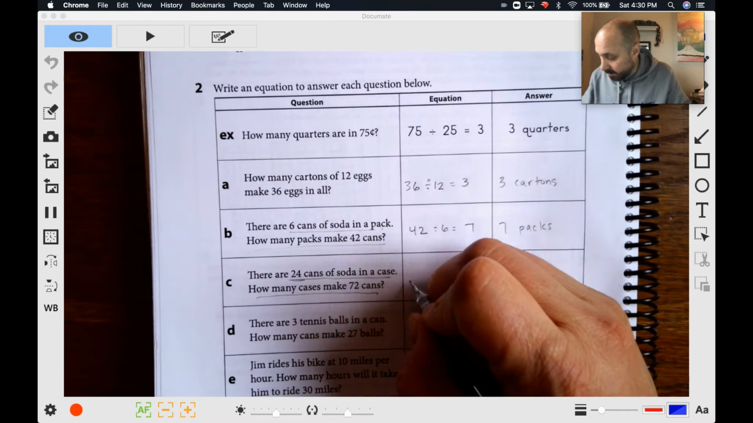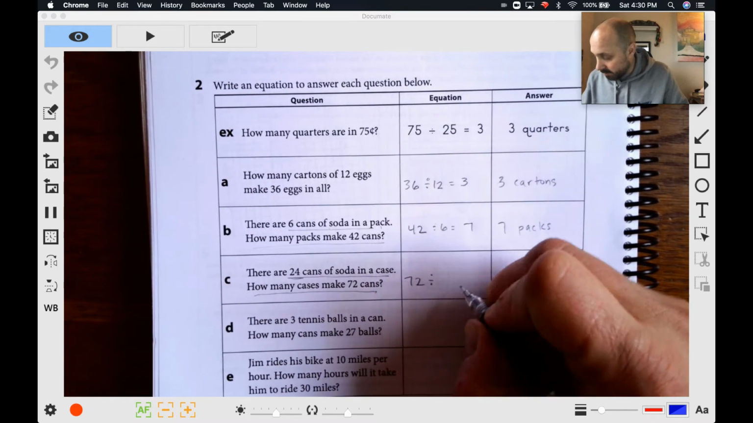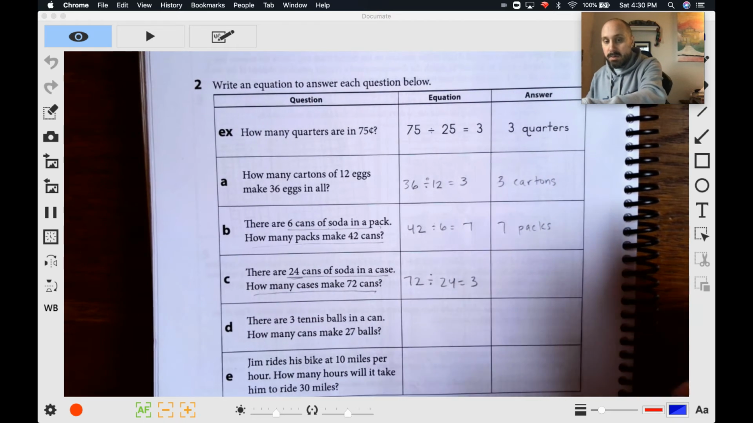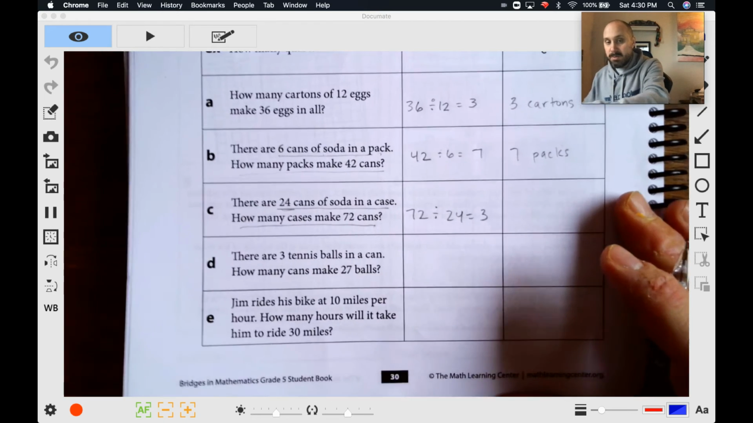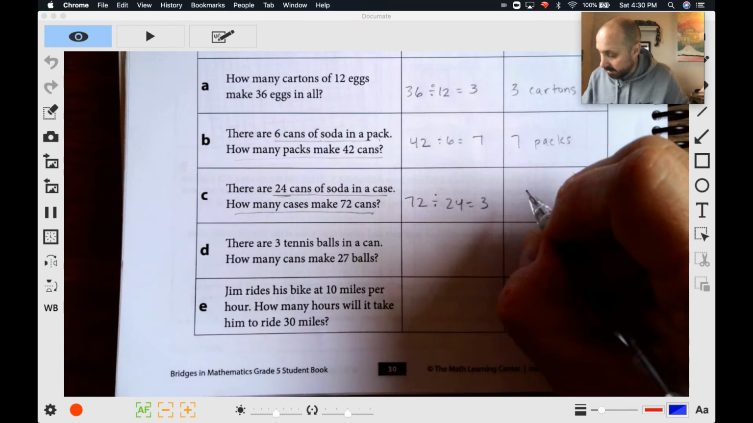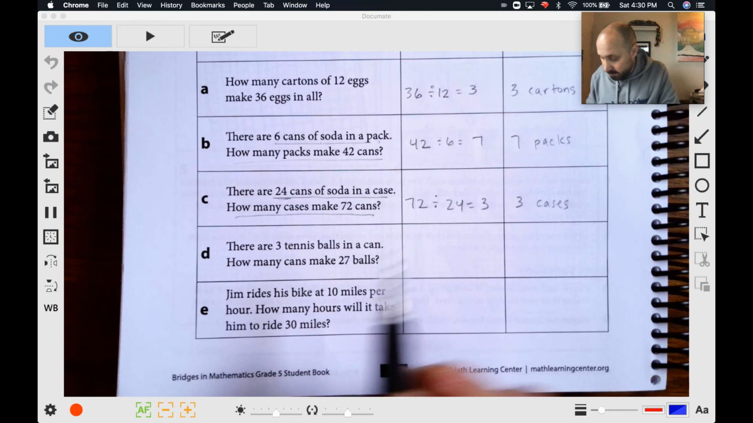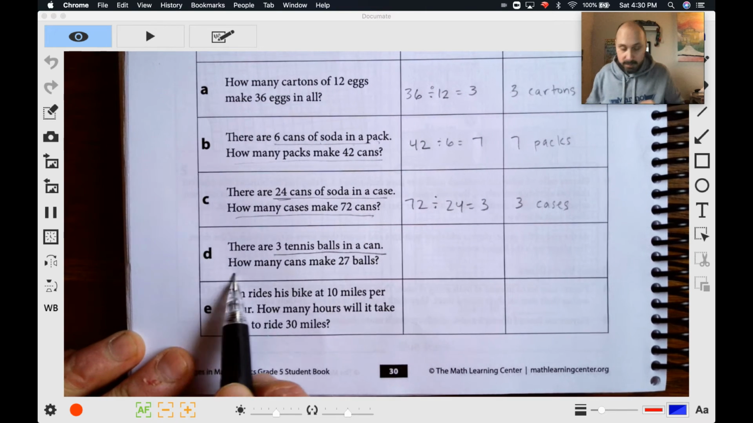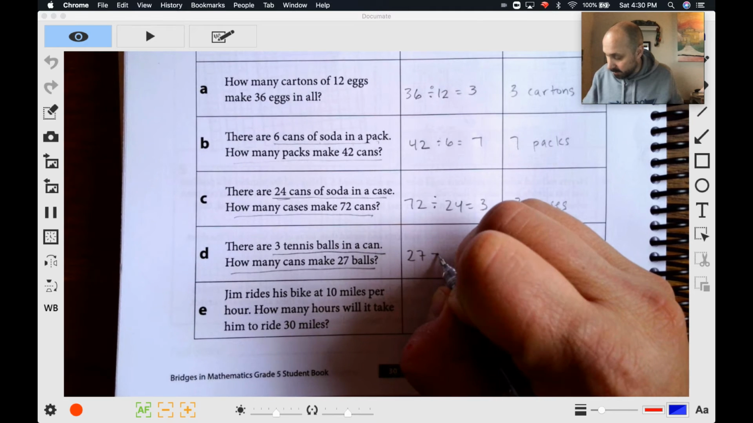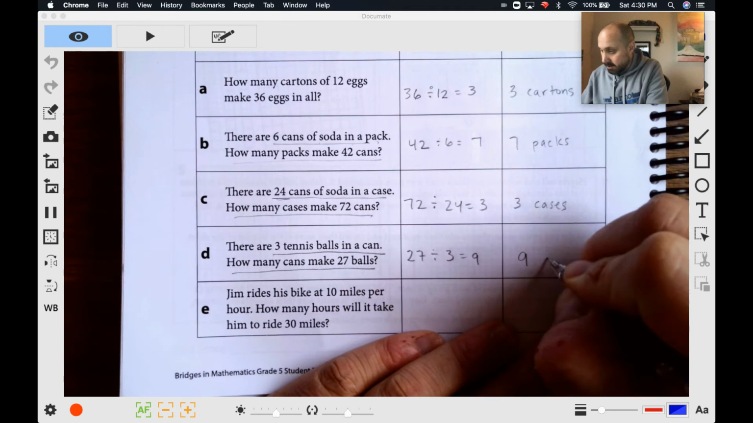So this one's a little bigger. So we have 72 cans. We're going to divide that by 24 to see how many cases that is. And I know that 72 divided by 24 is 3. 24 times 3 is 72. So we have 3 cases. D, there are 3 tennis balls in a can. Okay. How many cans make up 27 balls? So we have 27 divided by 3 equals 9. And we have 9 cans.